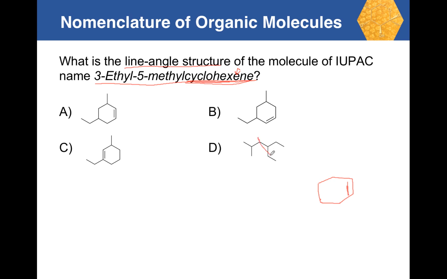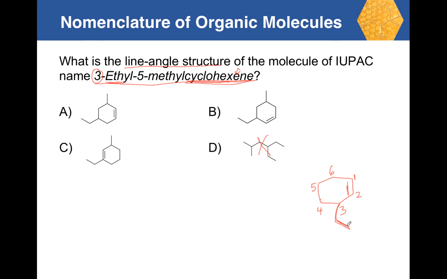So you can see right away this is not work. What you may want to do here is number 1. If you call this number 1, this is number 2, number 3, number 4, number 5, and number 6. Now, all you have to do is put these groups on. Carbon number 3 has an ethyl.